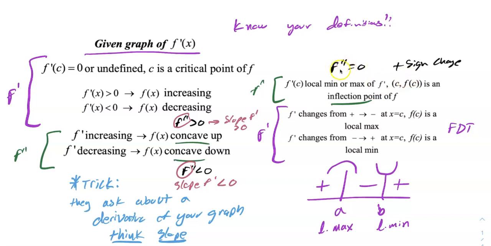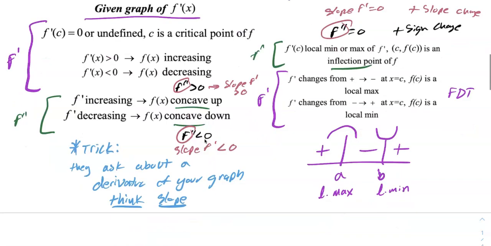We don't have the second derivative, we have the first derivative, so we just change this to the slope of f prime equals 0 plus the sign change. Slope change, we'll say. So that's my trick. Anytime they ask you about a property that's on the derivative below you, think slope. Just change the definition to slope and you'd be fine.